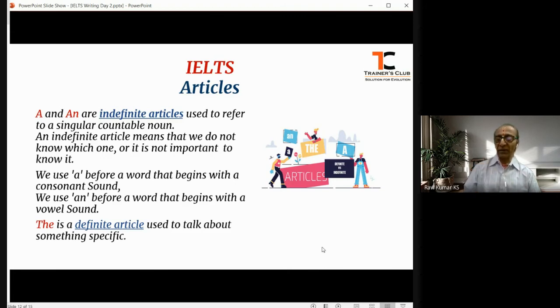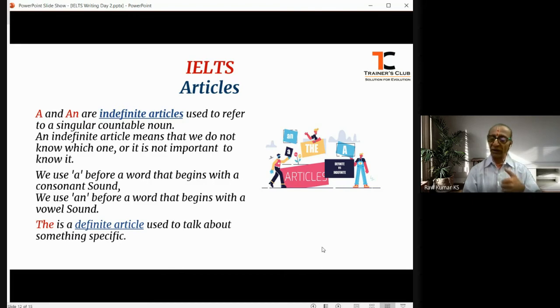So the two kinds of articles are the definite article and the indefinite article. And where are these articles used? These articles are used to refer or to direct or to point towards a singular countable noun only. Underline this word: singular countable noun.